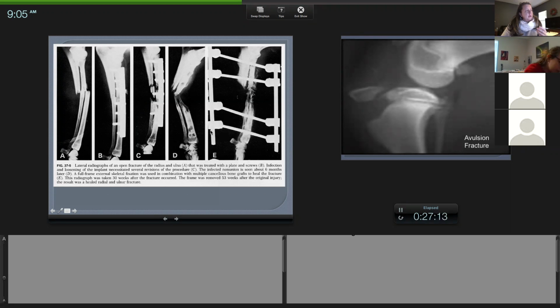This is where we put pins and brackets on the outside. And this frame was removed 53 weeks after the original injury. There's 4 weeks in a month, so you can work out how long we're talking about: 10 to 11 months to heal this leg. But again, the fact that it was an open fracture puts it at a higher risk. Whenever you close that fracture, you potentially trap bacteria. This is always potentially a risk. Okay.